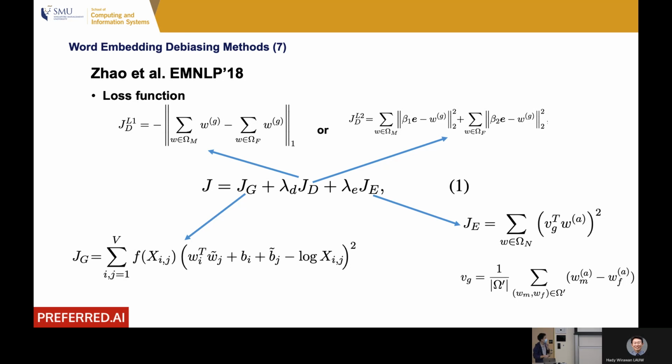And the last element is WA here. As I said before, each word has two components. The first is the gender direction, and the other is the non-gender direction. So this third component makes sure that the other components will be orthogonal to the VG we calculated here.